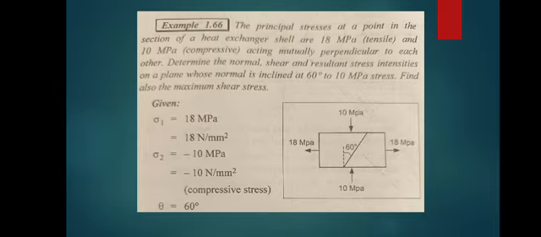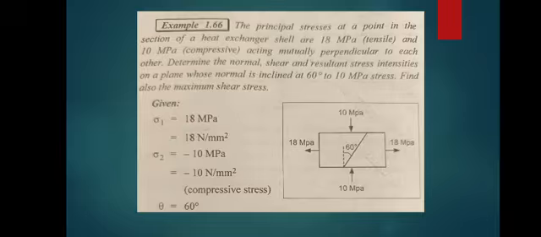Here, read the question. The principal stresses at a point in a section of a heat exchanger shell are 18 megapascal tensile and 10 megapascal compressive, acting mutually perpendicular to each other. Determine the normal, shear and resultant stress intensities on a plane whose normal is inclined at 60 degree to 10 megapascal stress. Find also the maximum shear stress.